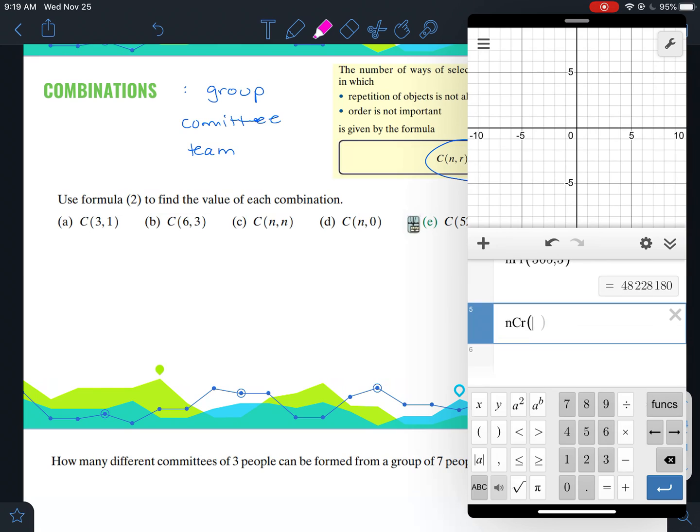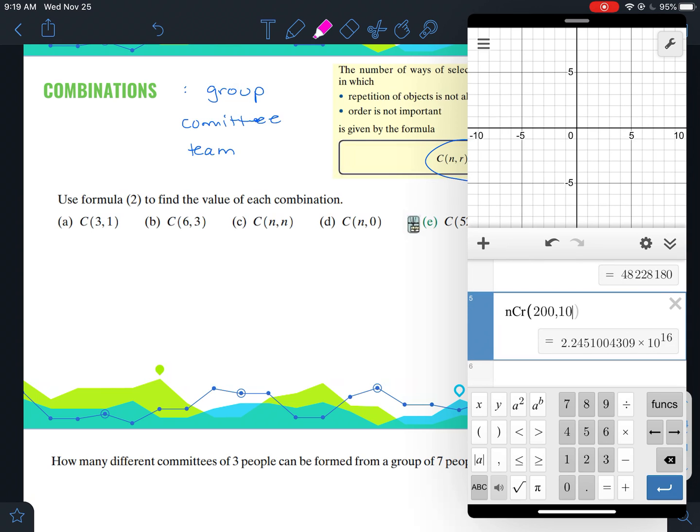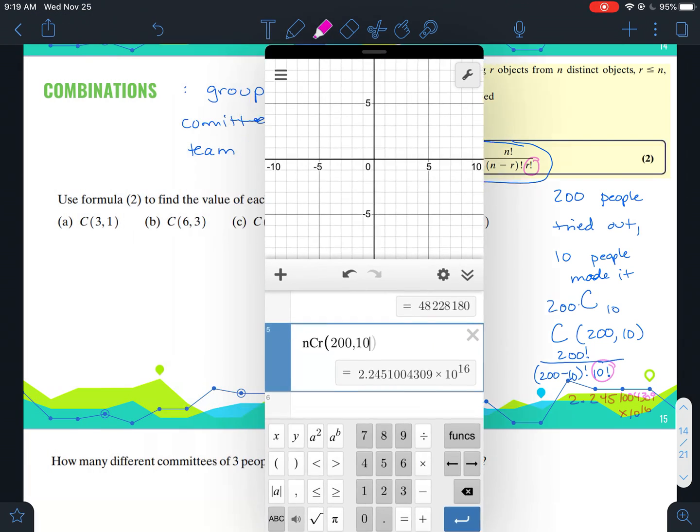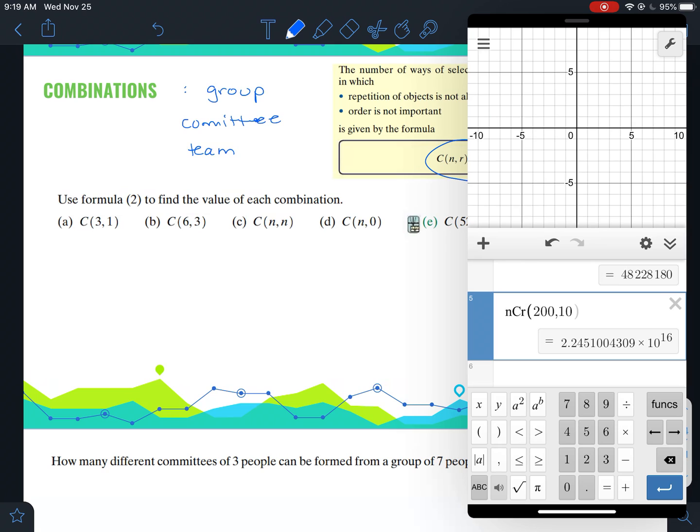And so yes, you could do that the long way, or you could just use the nCr button this time. So functions and then nCr, and then it's going to be 200, and we're choosing 10 people from the 200. And notice there's a ton of different ways that this could happen. So the number of ways that those people could be selected for the team would be 2.245100439 times 10 to the 16th power. So there's a ton of different ways that 10 people could be selected to form a team of 10 from 200 people. All right, so let's use our calculator to figure out the rest of them. So 3 choose 1 would be 3 factorial over 3 minus 1 factorial times 1 factorial.